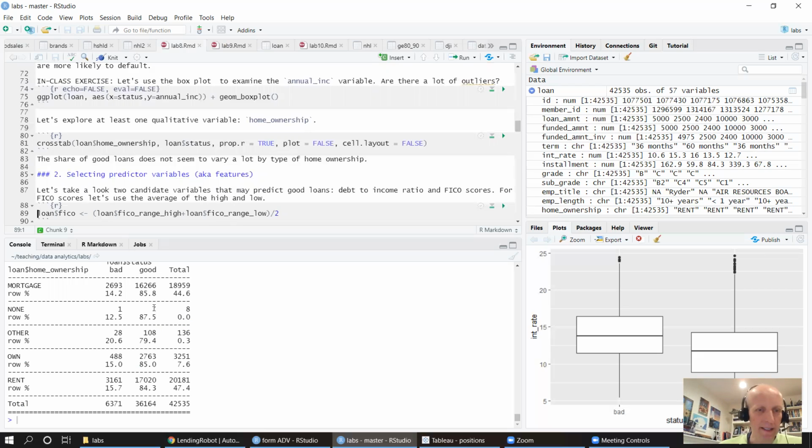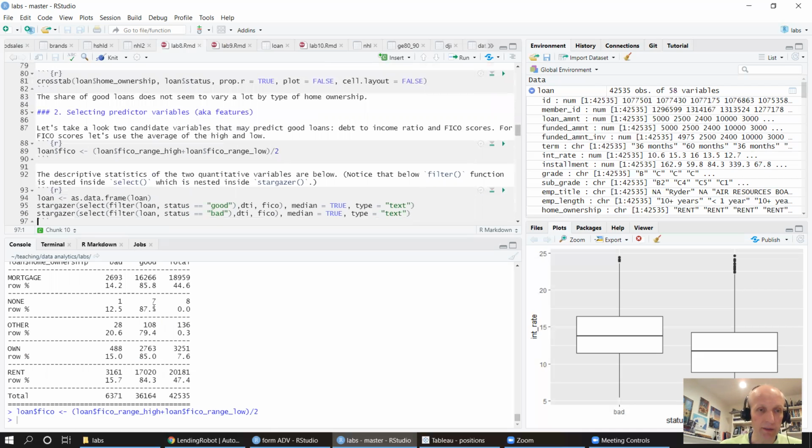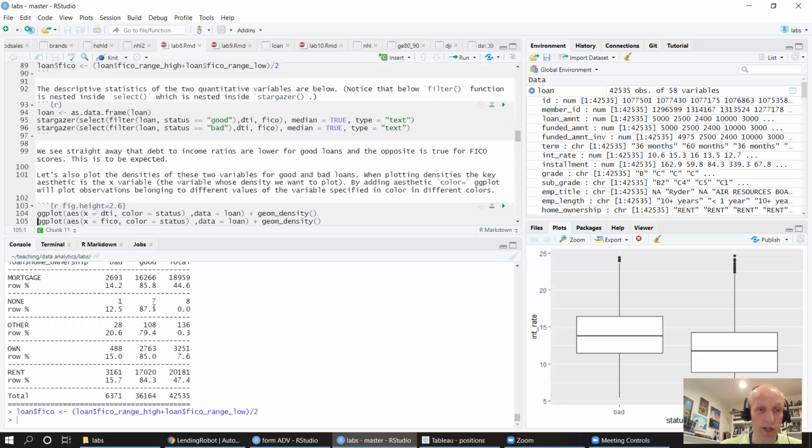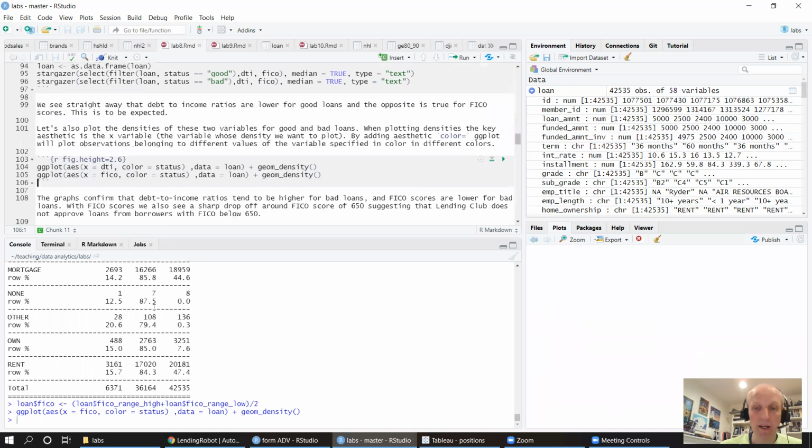This data has FICO range high, FICO range low, because there are multiple providers, or they may have asked for the credit score at different times. Let's put it into one number that we average between the high and low. That's no problem there. And let's take a look at it. Skip the descriptive statistics here. Let's go straight up to the densities. Let's look at the density of the FICO score first.